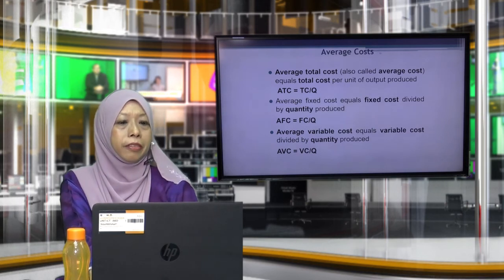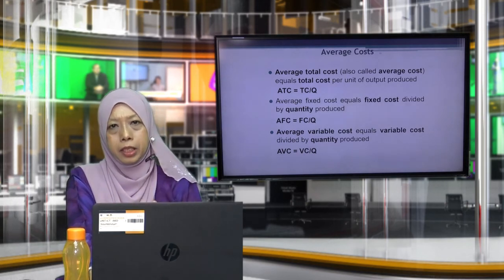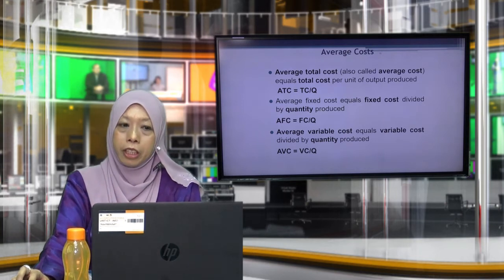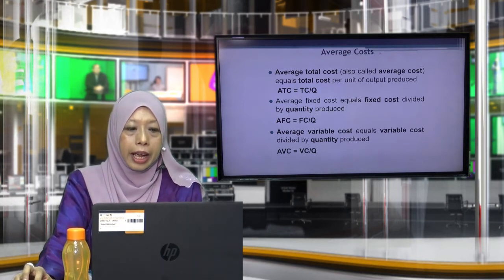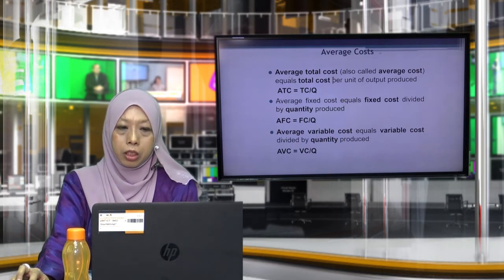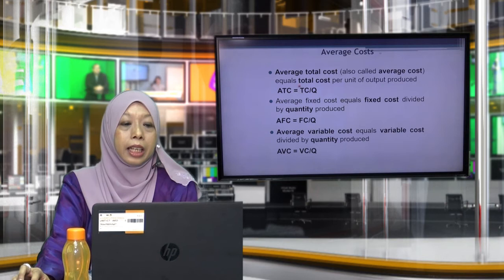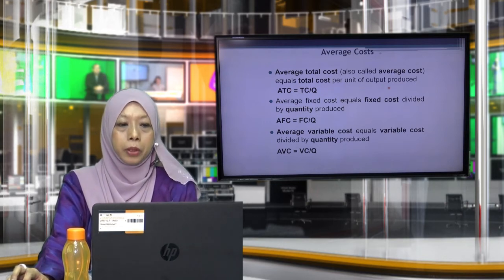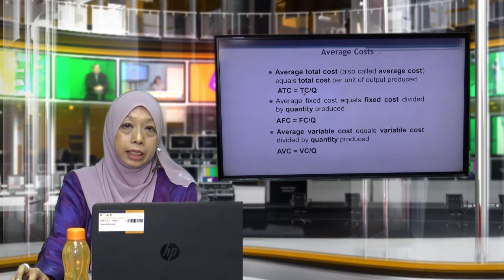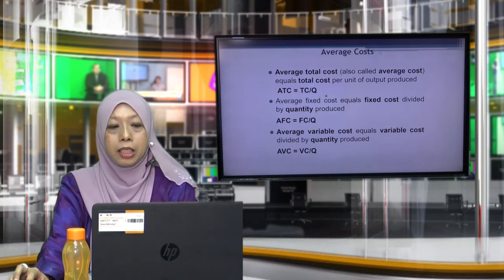Now, apart from the total cost, a firm is also interested to know about cost per unit. This brings us to the concept of average cost. Average cost enables us to measure the cost per unit of output. We can measure three types of average cost: average total cost, average fixed cost, and average variable cost. Average total cost, sometimes known as average cost, equals total cost per unit of output produced. In mathematical terms, average total cost is TC divided by Q, where Q represents the number of output produced.